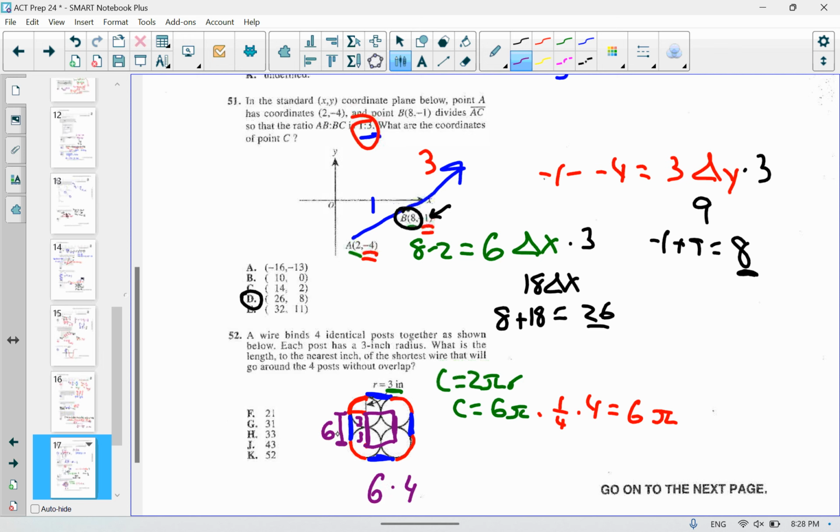So if I do 6 times 4 for the 4 different spots equals 24, which means the total wire has to be the 6 pi from the red sections and 24 from the blue. I can just do 6 pi plus 24 in my calculator and find that it has to be roughly 43.